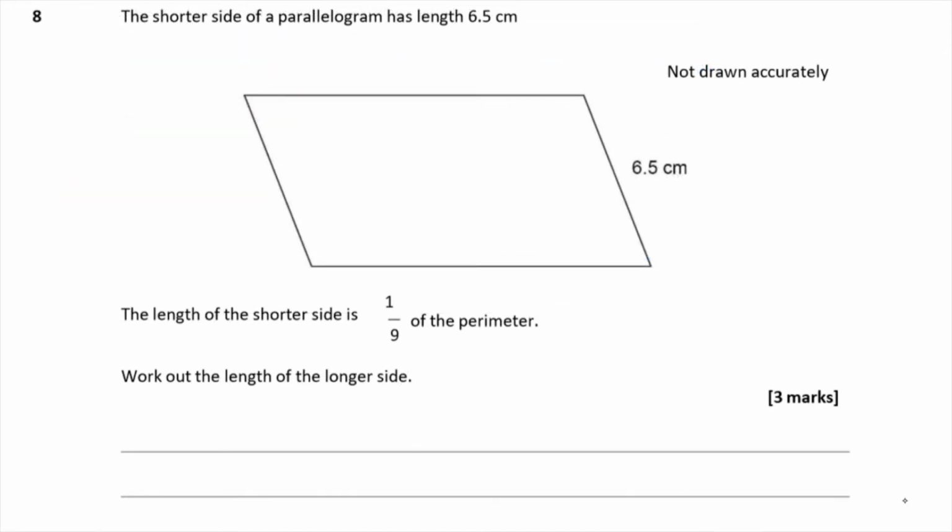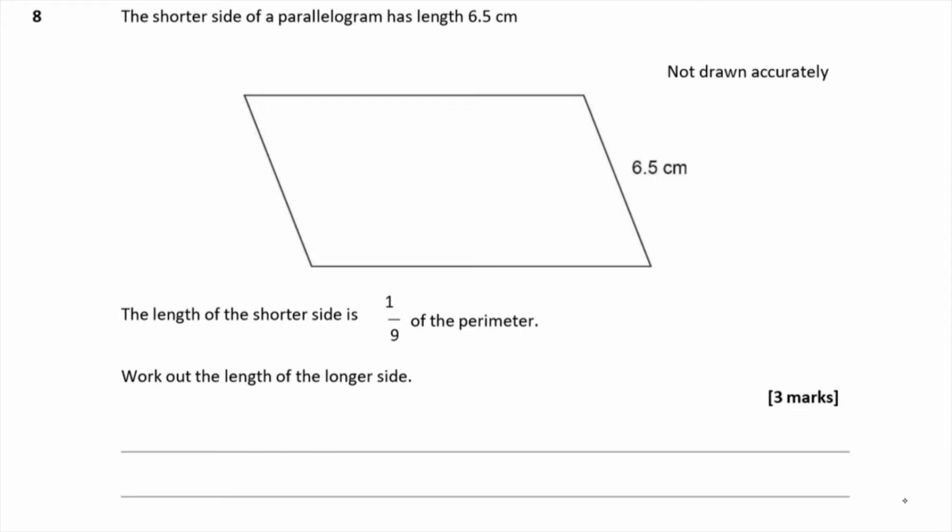Question 8. The shorter side of a parallelogram has length 6.5 centimeters. That's been given on the diagram. The length of the shorter side is 1/9 of the perimeter. Work out the length of the longer side.